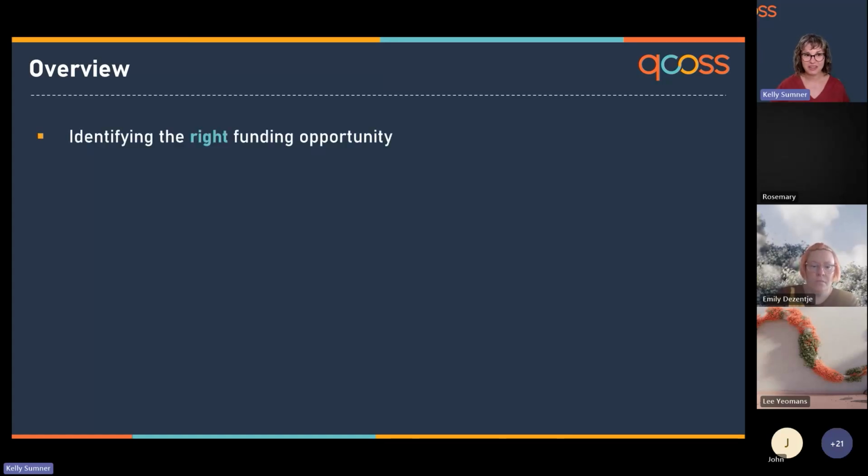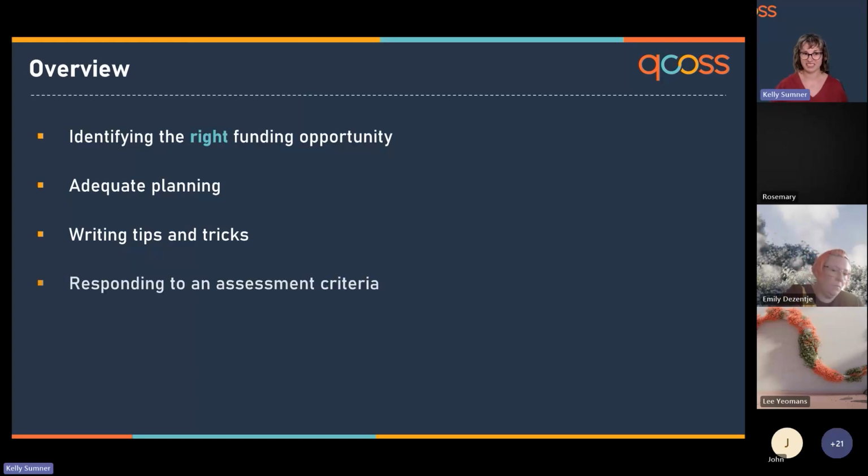Quick rundown on what we're going to be going through. So as I mentioned, finding the right funding opportunity. Then we're going to look at some planning. So the things that you might do before you actually start writing, which can often be missed. Writing tips and tricks, and specifically in relation to grant assessment criteria. Providing some evidence to support your claims, which is really commonly missed in grant applications.